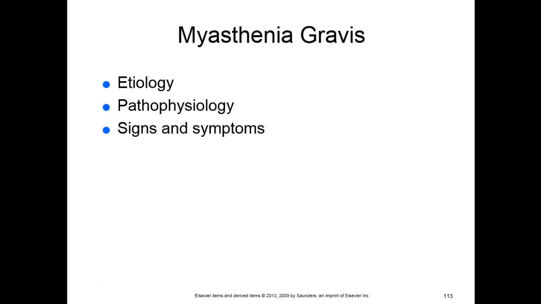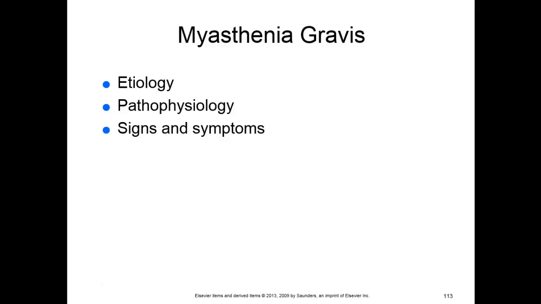Then we have myasthenia gravis. Myasthenia gravis is a chronic disorder. The skeletal muscles, respiratory muscles, and muscles innervated by cranial nerves are affected. Muscle weakness can be so mild that it causes a minor inconvenience, or so severe that it can be life-threatening.